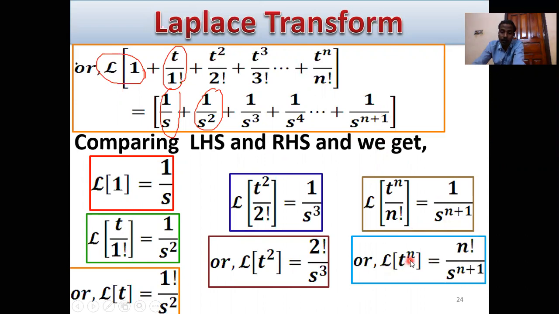That means the Laplace transform of t to the power n equals factorial n by s to the power n plus 1. This is a very, very important formula for the Laplace transform. Laplace transform of t to the power n equals factorial n by s to the power n plus 1.